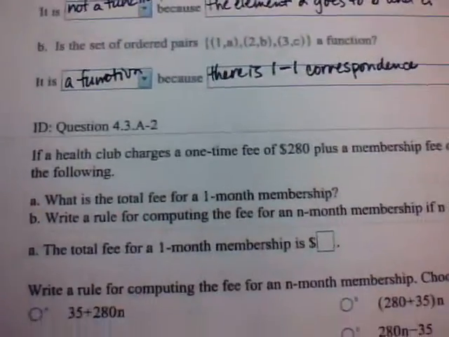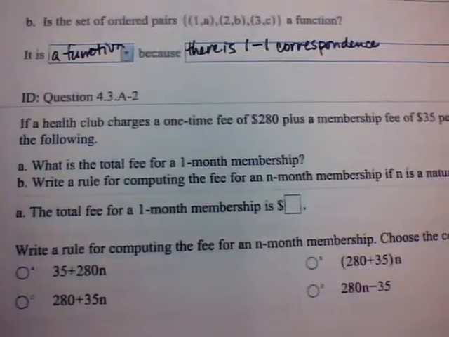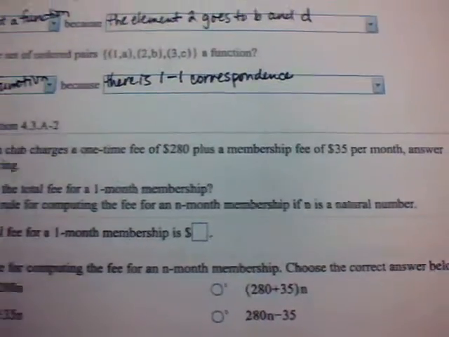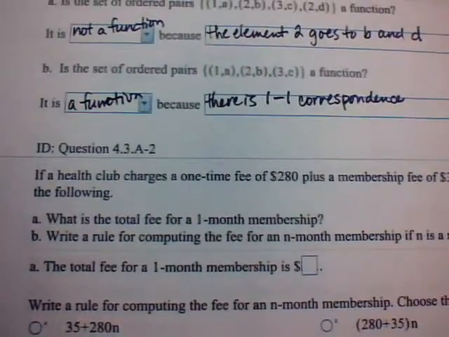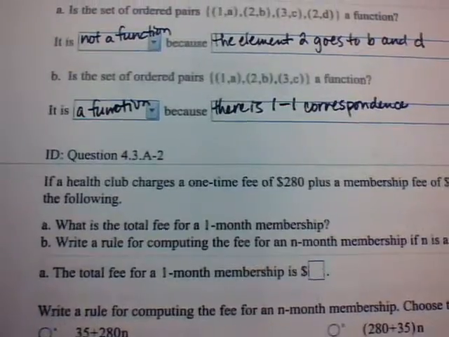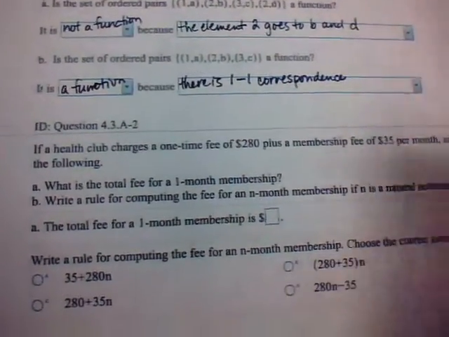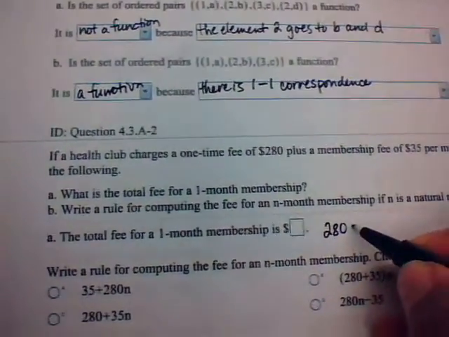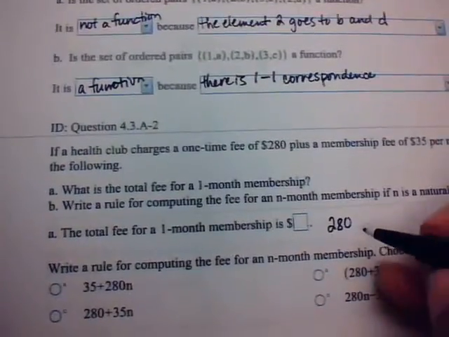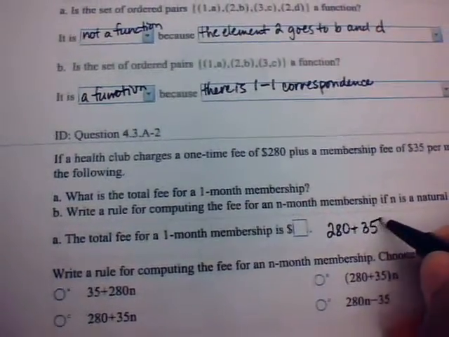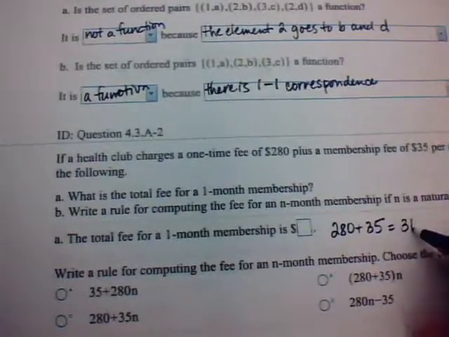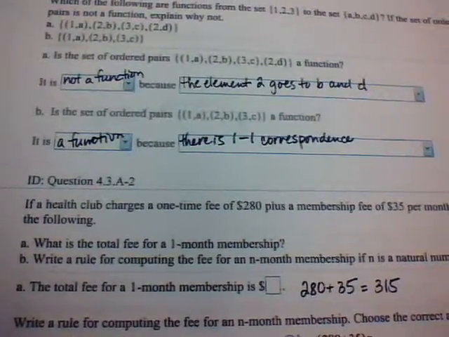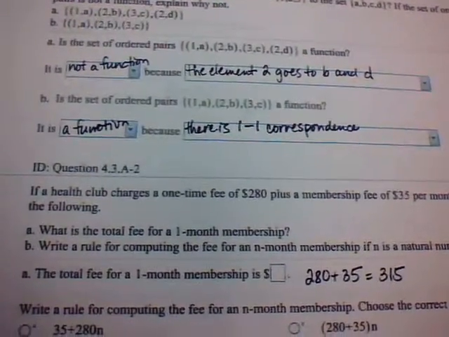All right, problem number 2. If a health club charges a one-time fee of $280 plus a membership fee of $35 per month, answer the following. What is the total fee for a 1-month membership? Okay, for a 1-month membership, that's $280 plus $35 per month. So 280 plus 35 would simply be $315. So for a 1-month membership, that total cost is $315.